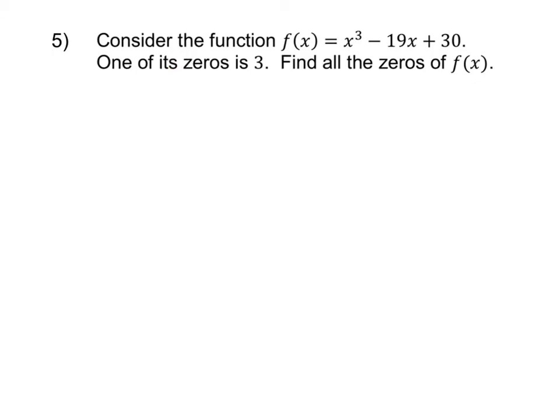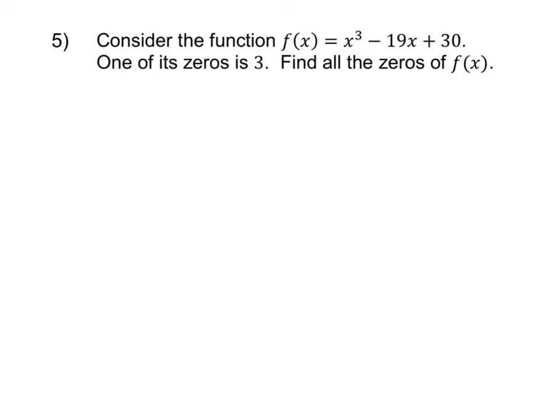All right, one last problem here. Let's read this. It says, consider the function f of x is equal to x cubed minus 19x plus 30. It tells us that one of its zeros is 3. And our job is to find all of the zeros of f of x.